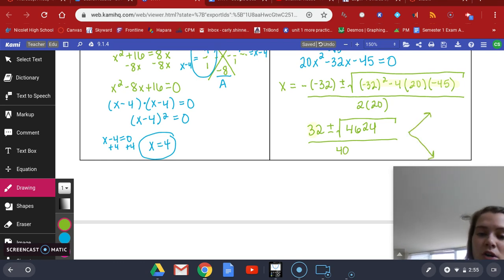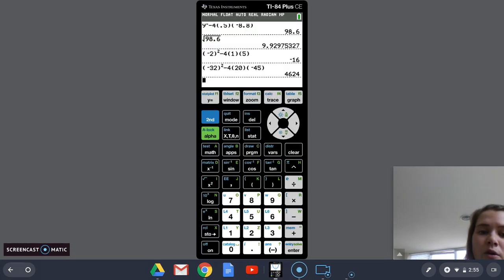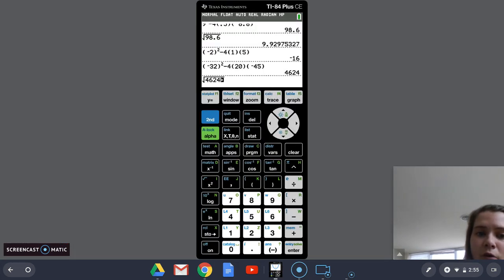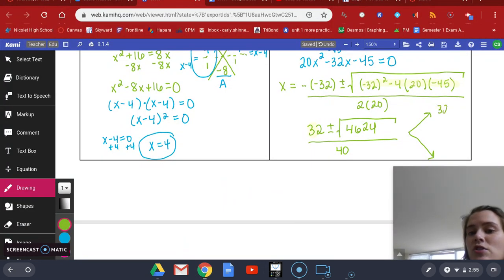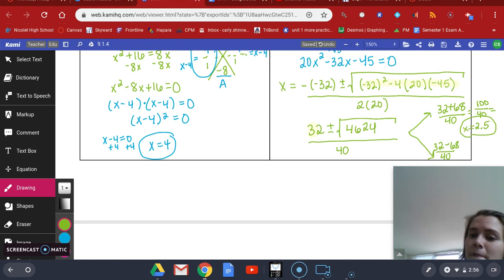Now let's break this up into our two answers. Square root of 4624 is going to be 68, okay? So I get 32 plus 68 divided by 40, and I get 32 minus 68 divided by 40. So 32 plus 68 is going to make a nice even 100. So 100 divided by 40. And if you plug that into your calculator, I believe that's 2.5. For my first answer, x equals 2.5.